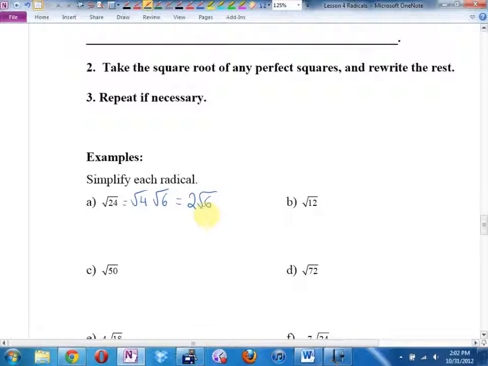B, root 12. Let's simplify that. 12 is what times what? Don't say 2 and 6. Doesn't help me. You know what? Let's decide from now on, we'll always say the perfect square first because you want to write it first. Trust me. So don't say 3 and 4. 4, 3. Always the perfect square first. This is root 4, root 3. What does it simplify into? 2 and a root 3.